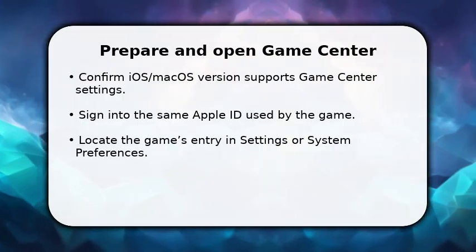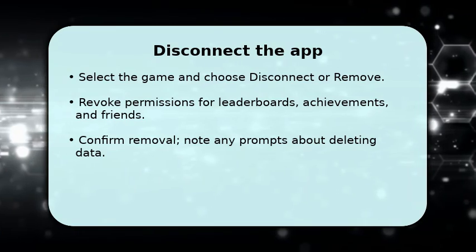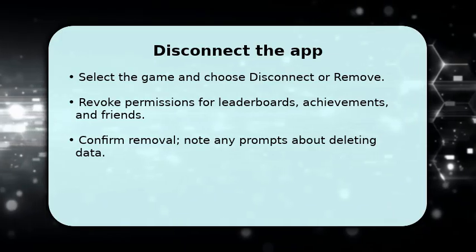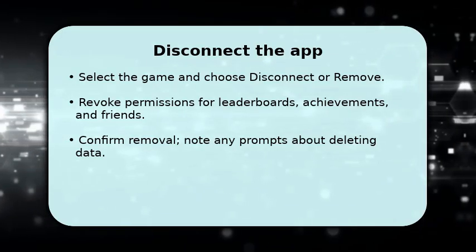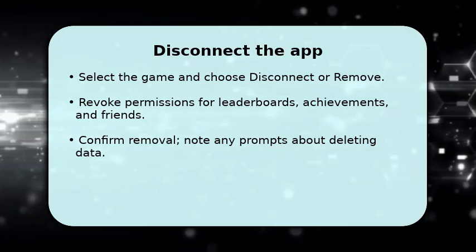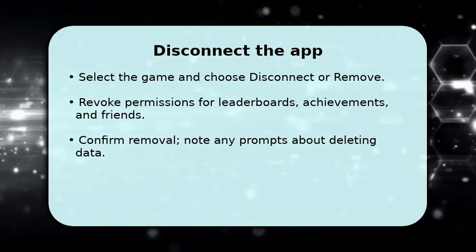Now you're ready to remove the app from Game Center's connections. You'll now perform the detailed disconnection. Tap the game entry and choose Disconnect or Remove from Game Center. On Mac, click the app, then Remove. When prompted, revoke permissions for leaderboards, achievements, and friend access so the app no longer uses your Game Center identity.